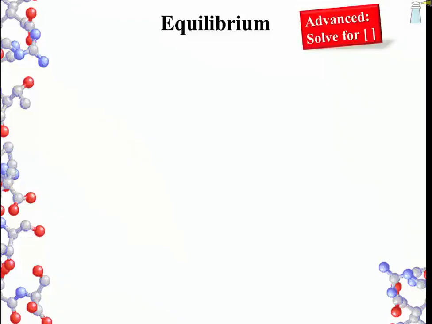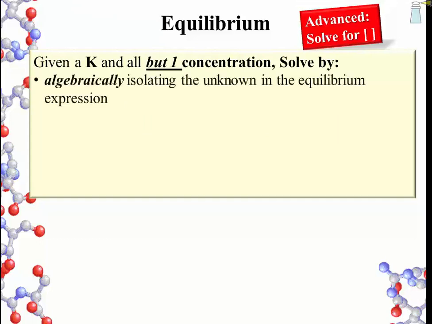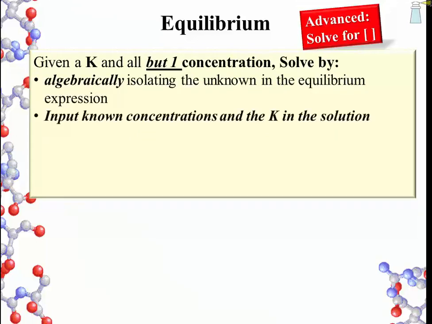A more advanced concept with an equilibrium expression and constant is finding a concentration. Many students will not be asked to do this, but for those that will, the topic is covered here. When given a K and all the concentrations of all but one species in the reaction, the unknown concentration can be solved for by algebraically isolating the unknown in the equilibrium expression and inputting the known concentrations and the K in the solved expression. What would that look like?